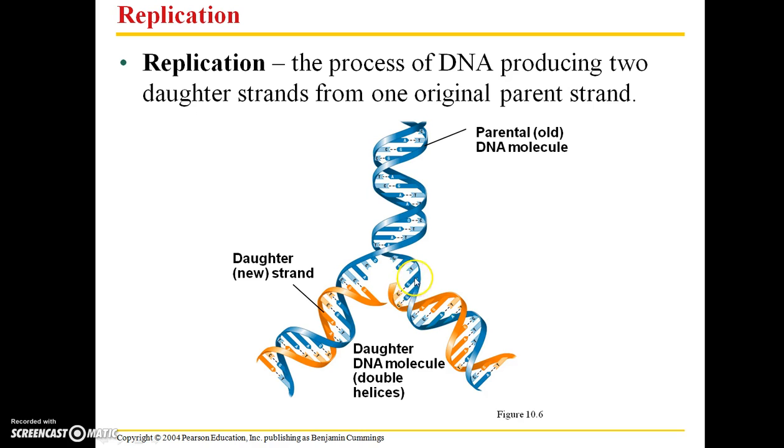Of course, if it's a G, the new base that has to pair with that would be a C. If it's an A here, it has to be a T. So the new daughter strands are added to that single strand from the entire genome from the parent molecule.